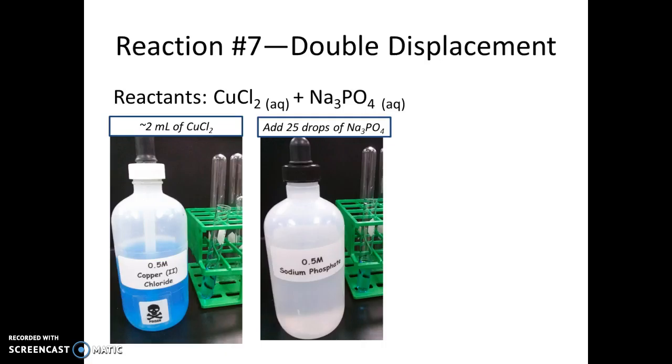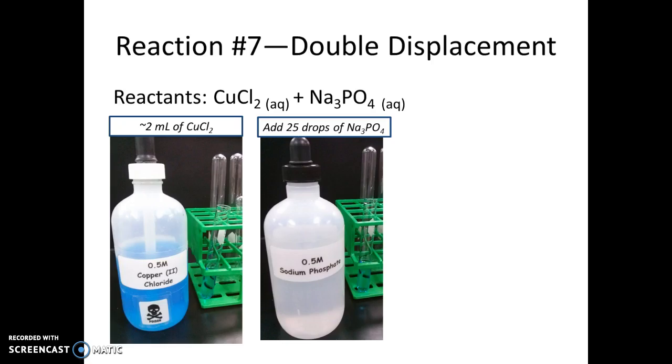Reaction number 7 is an example of a double displacement reaction. Here you're going to be using copper 2 chloride again. And again, you want to get about 2 milliliters of copper 2 chloride in a small test tube. To that, you're going to add 25 drops of sodium phosphate. And the sodium phosphate is a clear, colorless solution that you'll find in the lab.